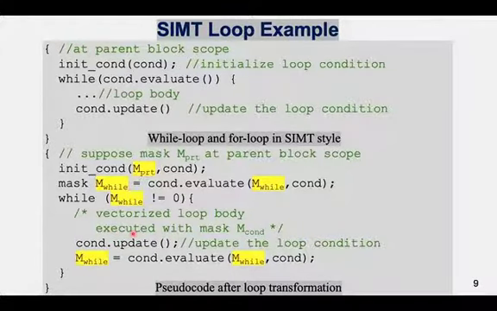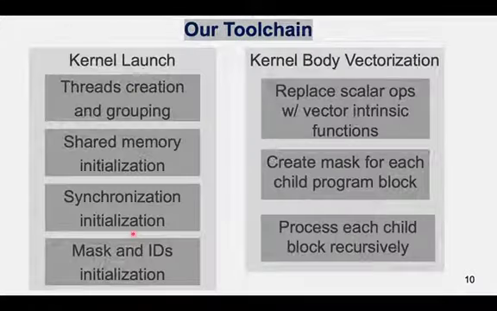And we can perform a similar transformation for if-else control statements and function calls. To summarize our design, our tool chain consists of two modules, a kernel launch module and a kernel body vectorization module. Given a CUDA kernel, the kernel launch module is responsible for thread creation and grouping, the initialization of shared memory, synchronization barriers, the initial mask variable, and the vector lane IDs. This module is the same for every kernel except that it takes a different set of parameters at kernel invocation time, such as kernel configuration and input parameters.